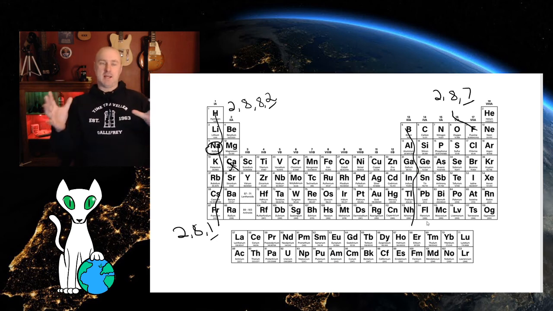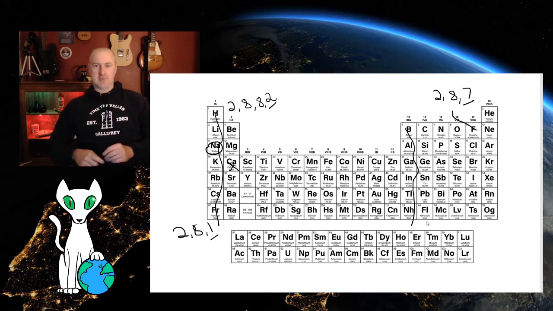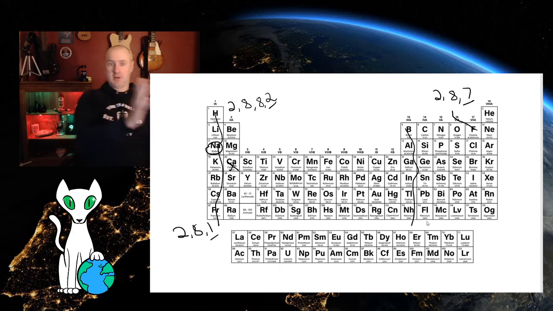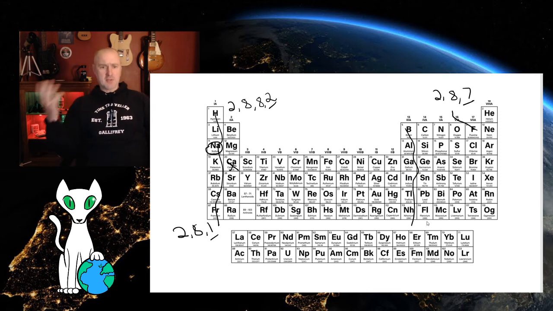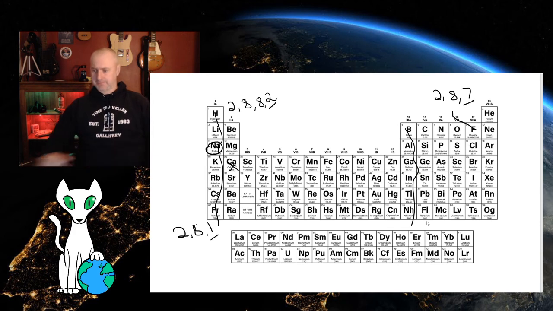Now, that is why elements are placed in certain groups in the periodic table, because the way they react chemically is determined by the number of electrons in their outer shell. So the reason they are in the same group, because they react in the same way, is the fact they have this same number of electrons in their outer shell. But the periodic table is another lesson.